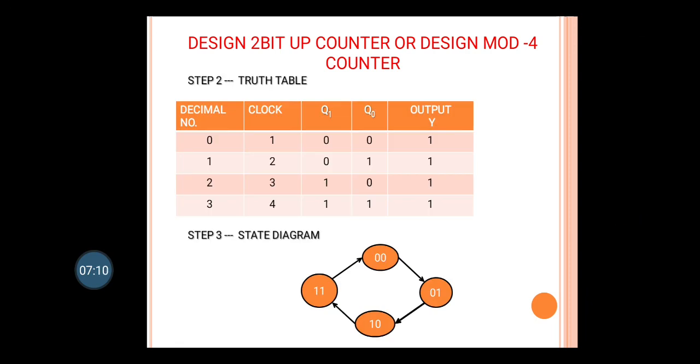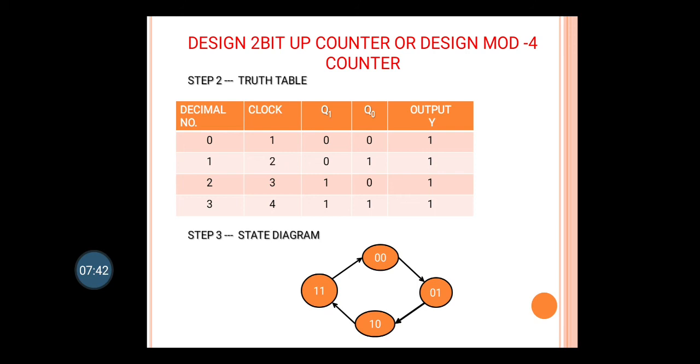The next step is the truth table. In the truth table, we have the decimal number, then the clock number, then the output. Now in counters, the output is written in terms of the inputs. So here Q1 and Q0 and output Y. For Q1 Q0 inputs, 4 combinations will be there: 00, 01, 10, 11, and then again from 11 the counter will move to 00, and it will go on. Then again it will come to 00, 01, 10, 11.